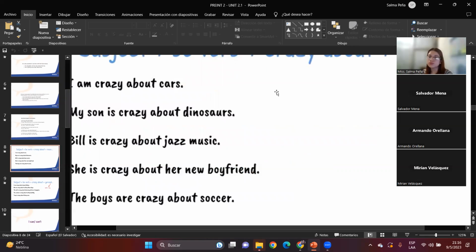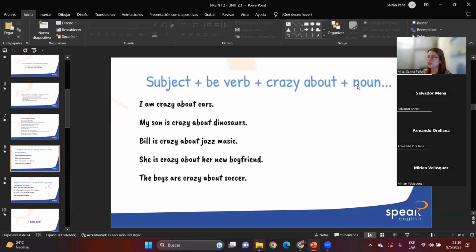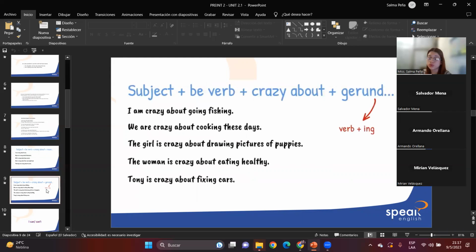And the complement could be nouns. Los complementos en este tipo de oraciones pueden ser tanto sustantivos, like cars, dinosaurs, music, boyfriend, soccer, or it can be gerunds, pueden ser gerundios. Like fishing. Gerunds is ing, the continuous form. Fishing, cooking, drawing, eating, fixing, reparando, fixing cars. That could be. So, gerunds and nouns. Crazy about something that you really like.